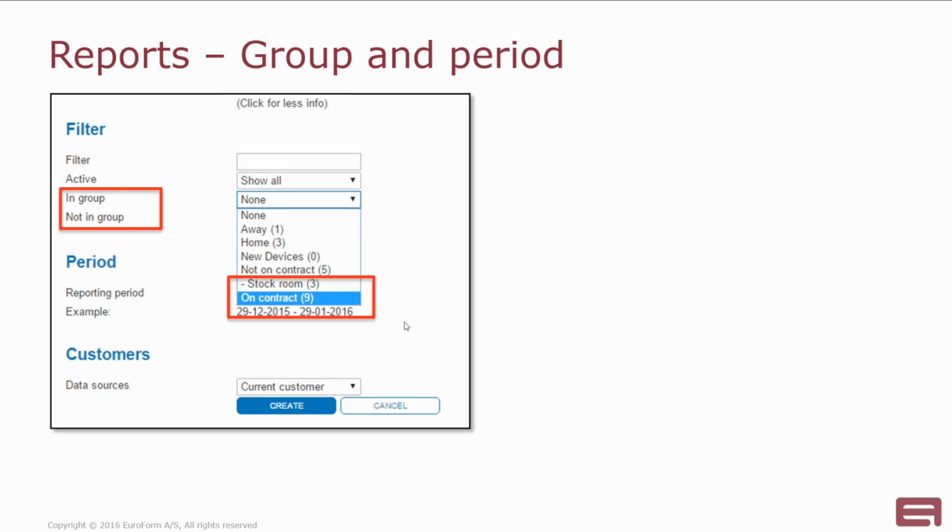And when creating reports, you still have the same options you've had before. Clicking this would say click for more information and allows the filter to expand. And it allows you to search for text criteria, active time period, and also the group feature.